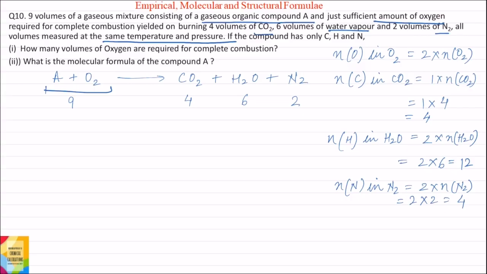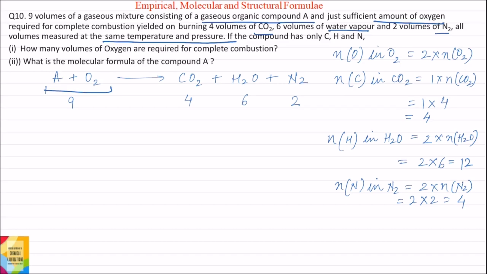Now according to the principle of atom conservation, whatever total number of atoms are on the reactant side, the same number of atoms will be on the product side. So the number of atoms of oxygen on the reactant side will be equal to the number of atoms of oxygen on the product side. Now total moles of oxygen on the reactant side will be equal to total moles of oxygen on the product side. This is according to the principle of atom conservation.